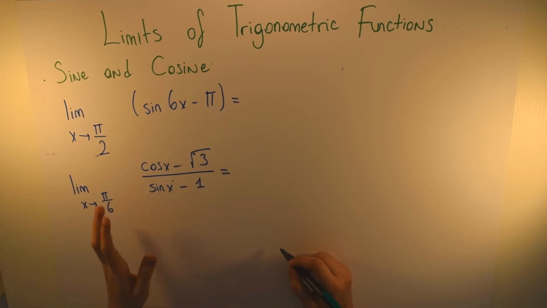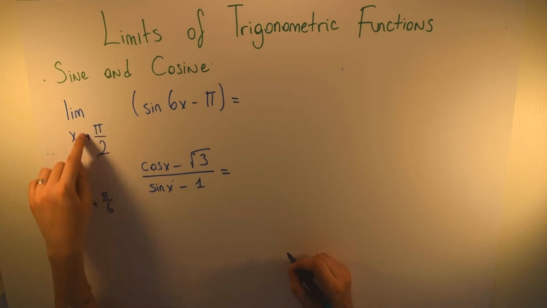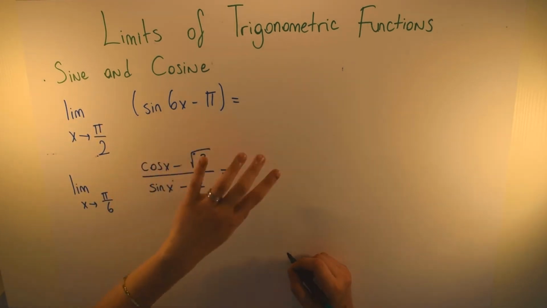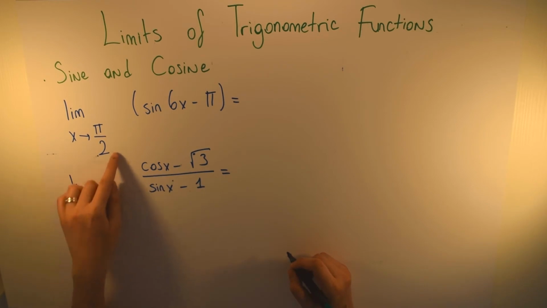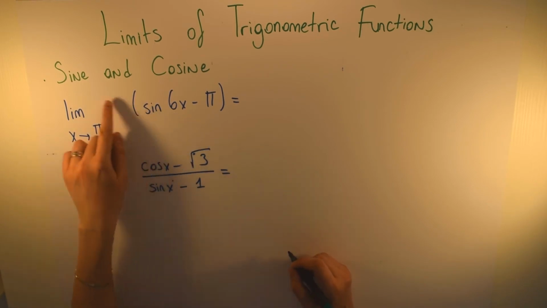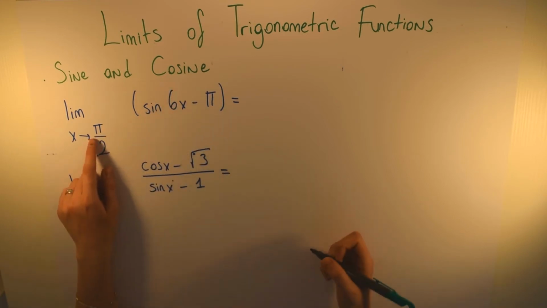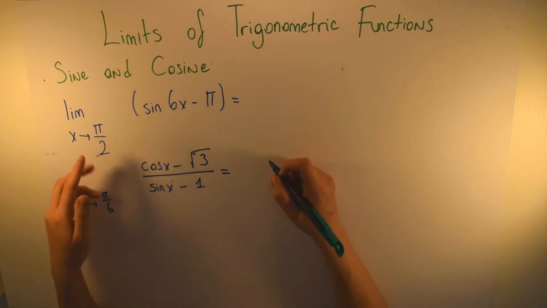So when it comes to limits of trigonometric functions, it's very easy. Wherever x goes, take that value and put it in the expression. All you need to do is take this value and put it in the expression. So let's start with sine and cosine. Let's look at this example, it's better for you to understand.